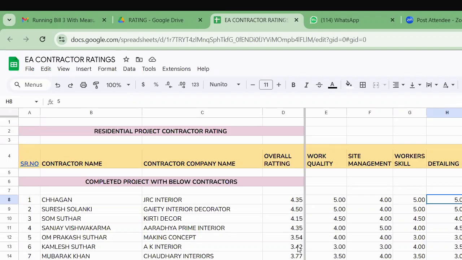Detailing: not only from our detail, but whenever they are executing the details we have provided to them, how do they execute it? That also we check and give them a rating. Drawing knowledge: are they able to understand the drawings, do they follow all our detailings, then project updates.